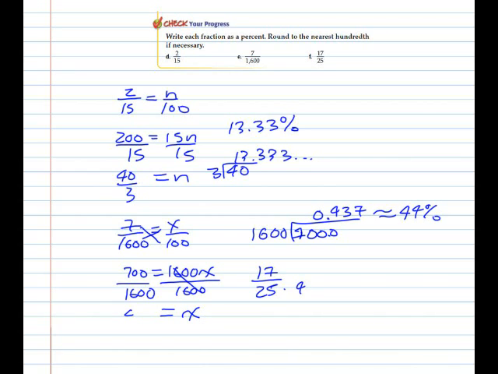Example 3, 17 over 25. In this case, I do have a number that's a factor of 100. So I multiply by 4, I multiply by 4, I get 68 over 100, which is 68%.